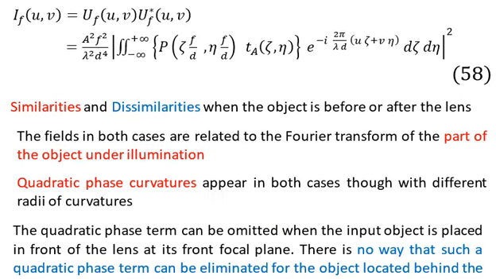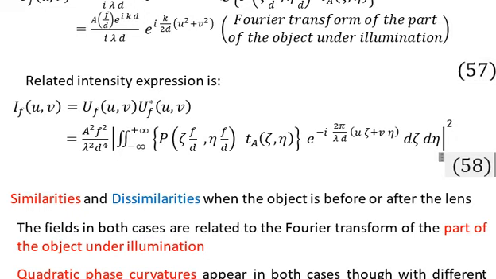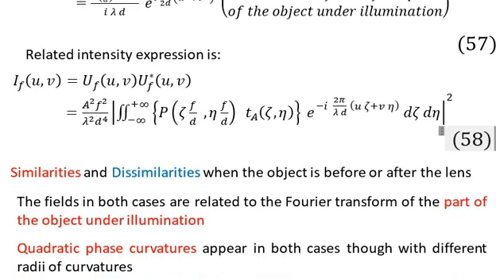Now you know that we can compare equation number 58 with one of the equations that we calculated when the input object was placed in front of the lens by a distance d, and you know that here our object is placed behind the lens. So let's compare the similarities and dissimilarities between these two approaches. The fields in both cases are related to the Fourier transform of the part of the object under illumination. You can see in equation number 58 or in equation number 56 that we have the Fourier transform over there.